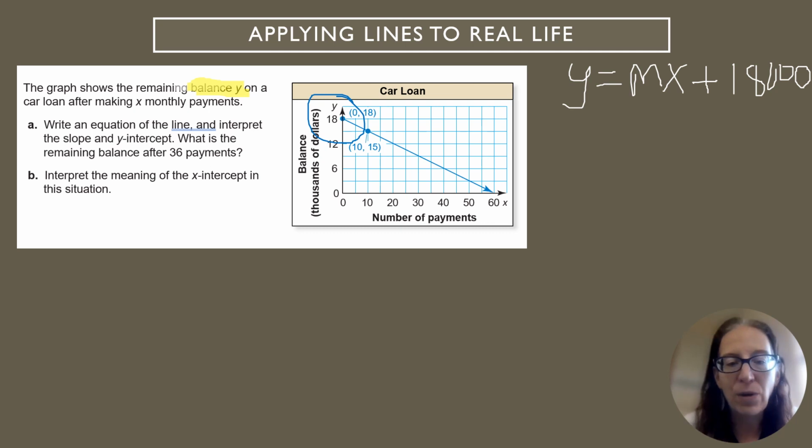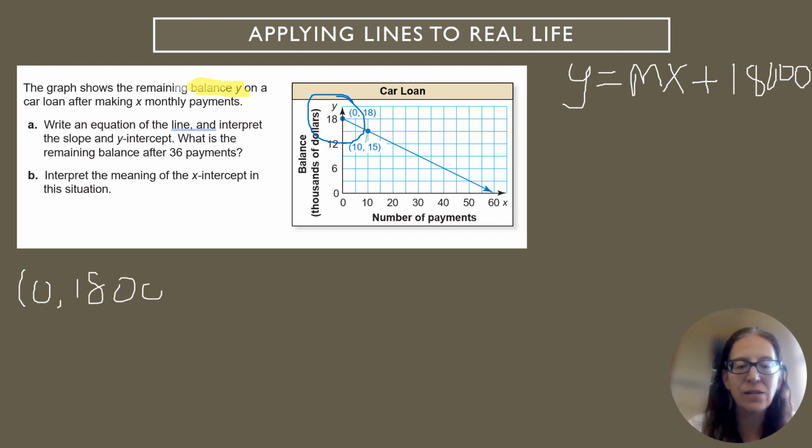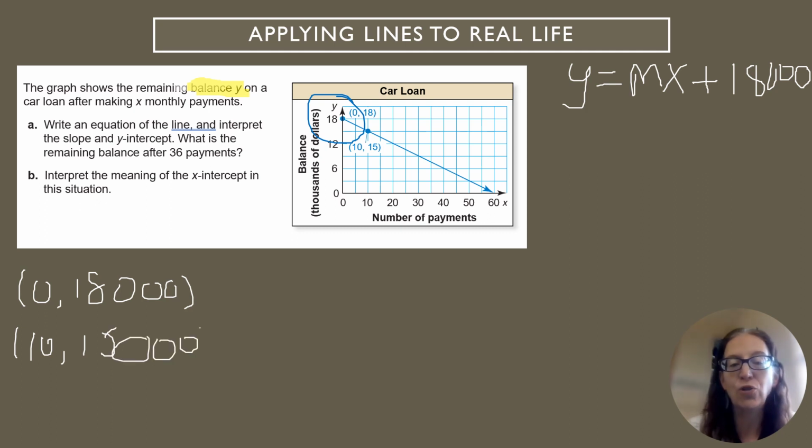The slope requires that we know 2 points that are on the line, and they gave them to us. They gave 0, 18, and 10, 15. As before, I am going to use 0, 18,000 and 10, 15,000. You can use it either way. What I would say though is you've got to be consistent. So what you can't do is use 18,000 here and then use 18 and 15 here for your slope calculation, because it will throw it off. You'll have to make an adjustment somewhere else. So just be careful about that.